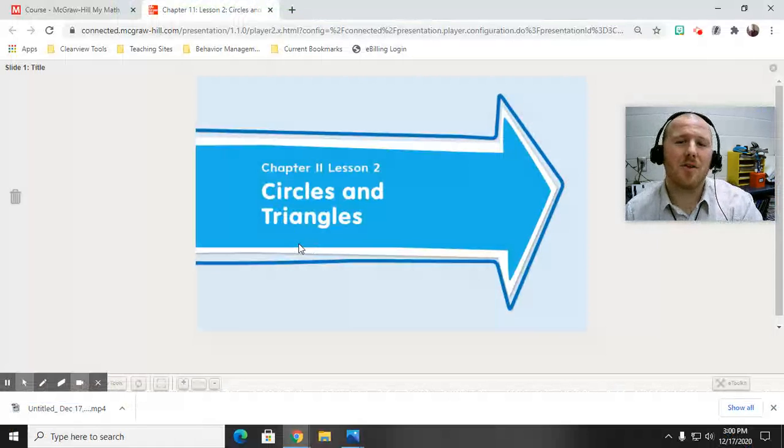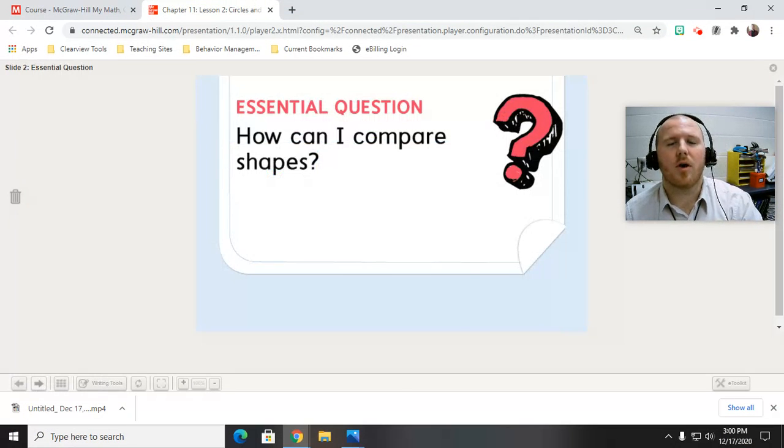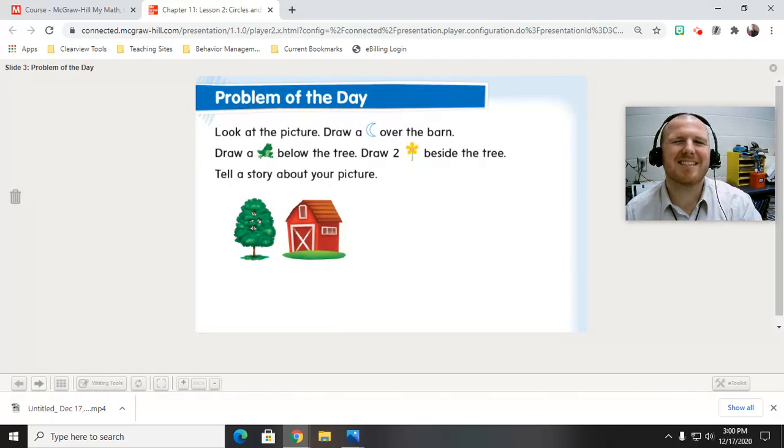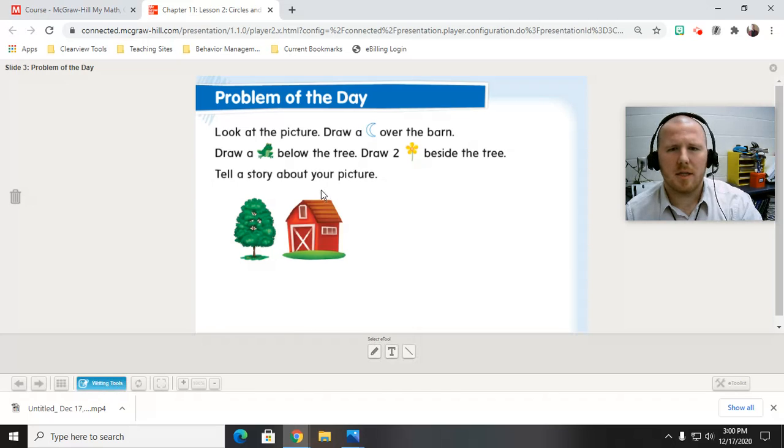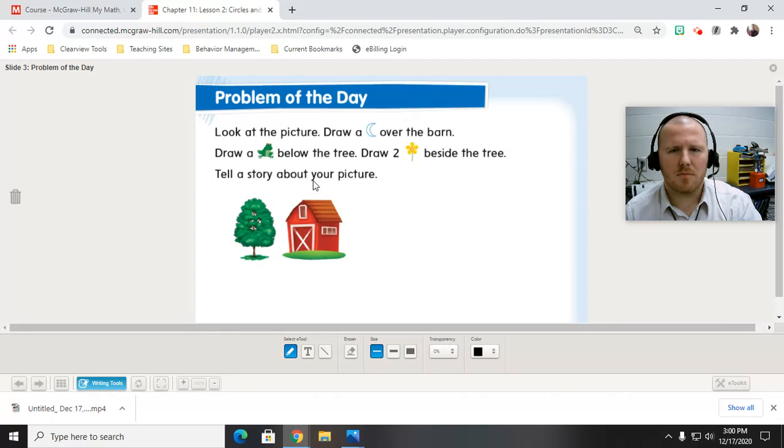All right, so let's talk about circles and triangles, shall we? So, how can I compare shapes? We know how to do this. We've been doing this since chapter 9, I should say. All right, so it says, look at the picture. Draw a moon over the barn. Okay, so let's draw a moon. It's kind of like the letter C, but then it comes back in. It has like a smaller C on the inside. Okay, over the barn.